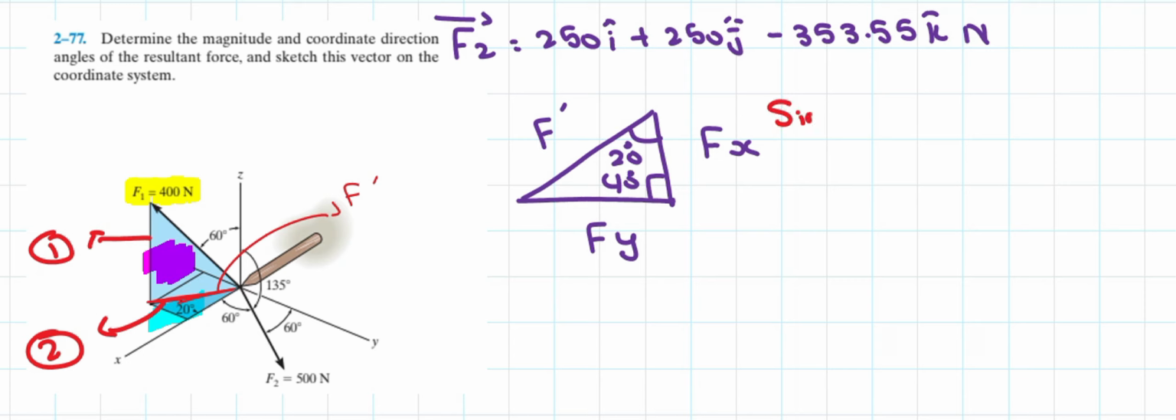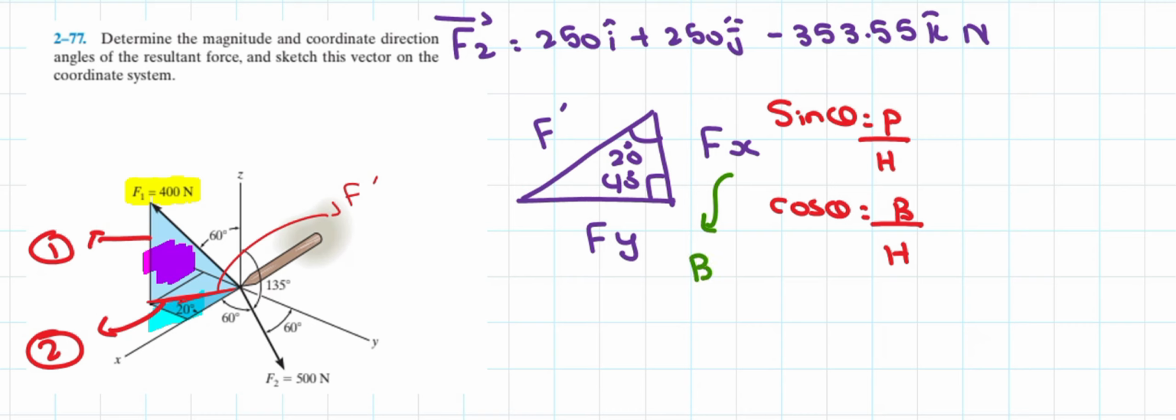We know that sine theta equals perpendicular upon hypotenuse, and cos theta equals base upon hypotenuse. The side where the two angles meet is known as the base, and in this case it is Fx. Similarly, the side opposite to theta is the perpendicular, and in this case it is Fy. And lastly, the side opposite to the 90-degree angle is the hypotenuse, and in this case it is F prime.